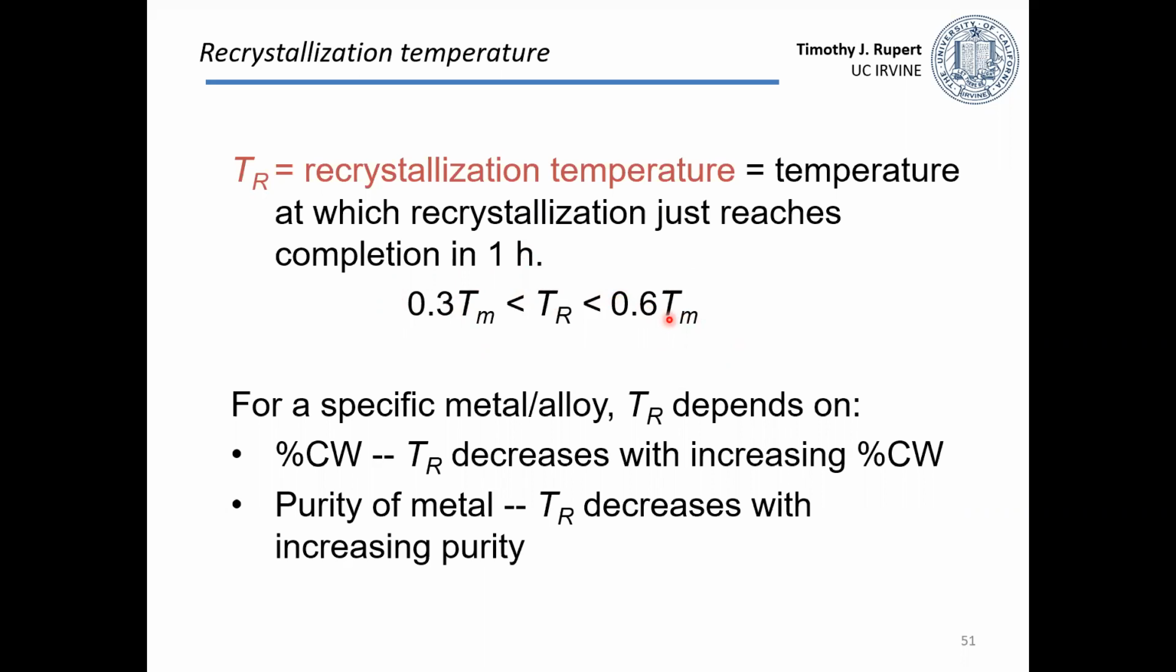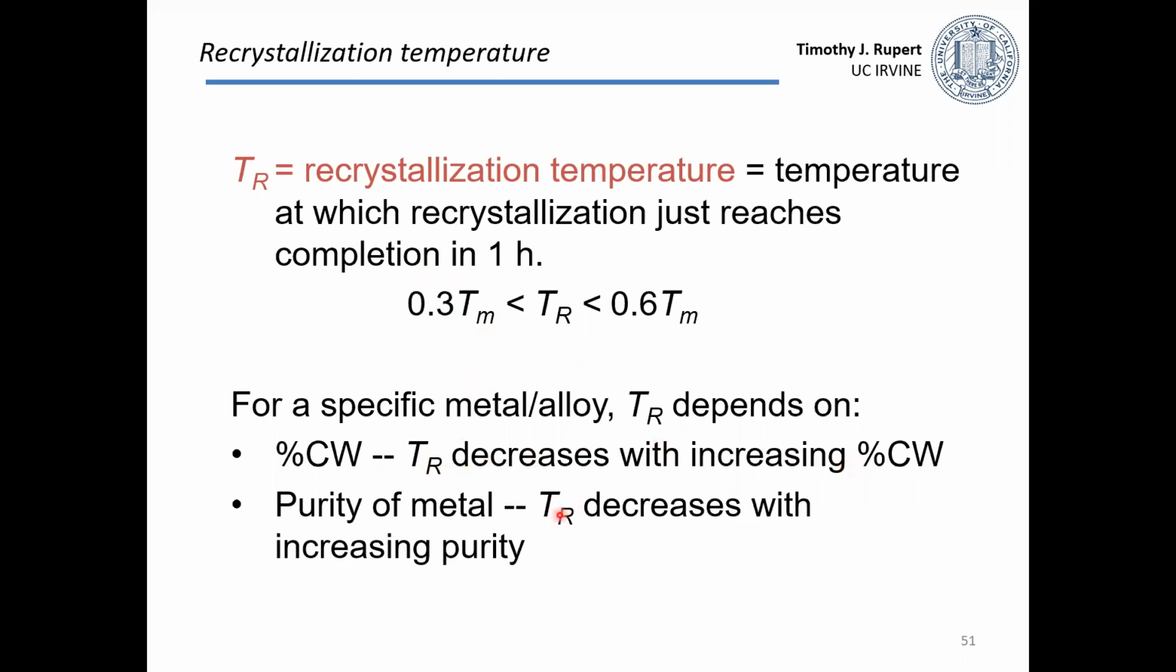Okay. For a specific alloy or metal, the reason we would have variations in this range between 30 and 60% is that it depends on the percent cold working. So you can imagine if I have a heavily cold worked material, there's a lot of dislocations in the grains. That means there's a large driving force for this recrystallization to happen. It's going to be very easy. It might be towards the bottom end of this range. And generally that recrystallization temperature decreases with increasing cold work.